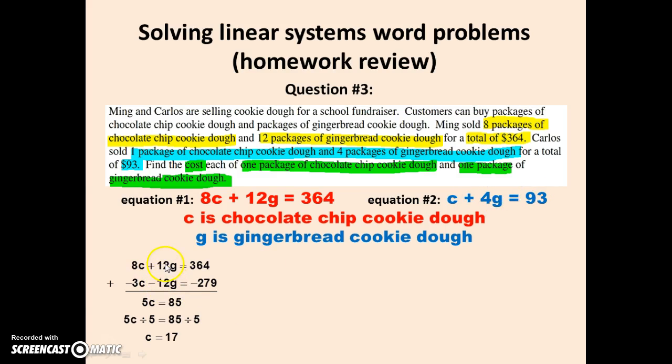Well, I eliminated G by getting a -12 here. So how does 4 turn into -12? Well, if I multiply it by -3, I get -12. But remember, I have to multiply the entire equation by -3.